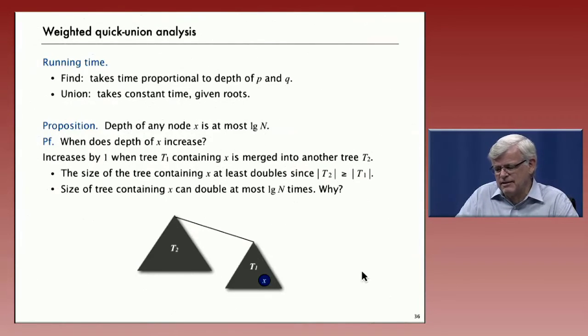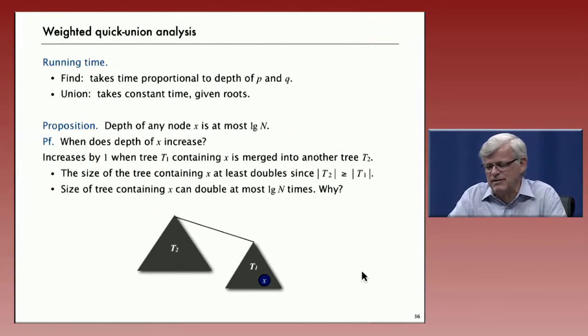We do some mathematical proofs in this course when they're critical, such as this one. And why is it true that the depth of any node x is at most log base 2 of n? Well, the key to understanding that is to take a look at exactly when the depth of any node increases. When does it go down further in the tree? Well, x's depth will increase by 1 when its tree, T1 in this diagram, is merged into some other tree, T2 in this diagram.